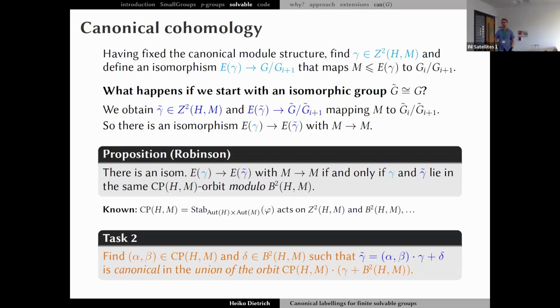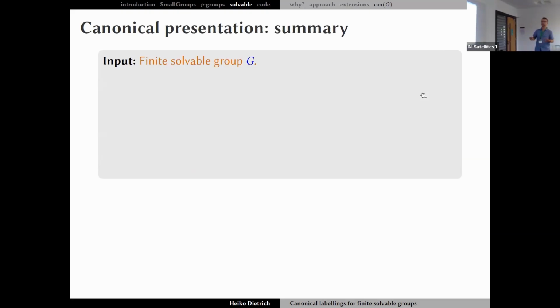There's a slight technical annoyance. You see here, this is modulo 2-coboundaries. That's a little bit annoying. So we also have to work around this coboundary condition. Again, I brush this under the carpet now, but this is essentially what we have to do. We find a canonical element in that orbit. And once you've done that, you're basically done, right?